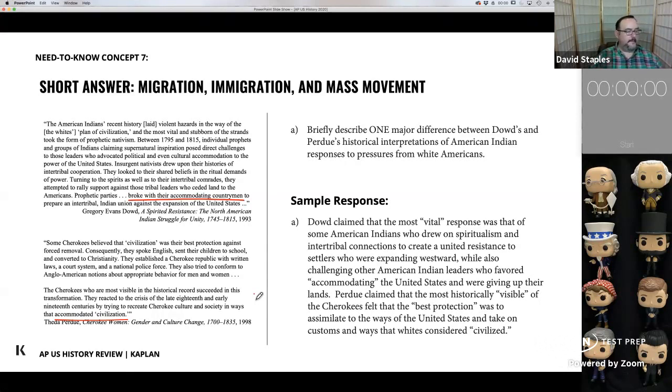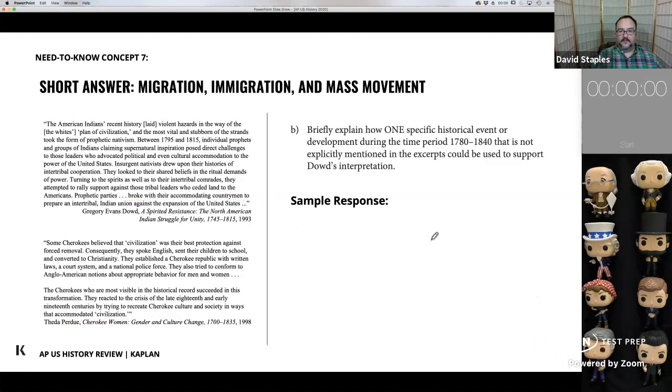Good job. All right, so let's look at the second part, where it talks about one event from 1780 to 1840 that is not mentioned. So it has to be from this period, and it has to be not mentioned, to support Dowd. So think of an example of where a group fought off the advancement.